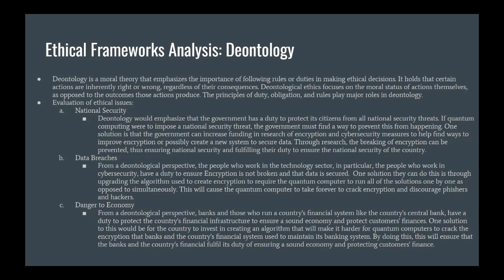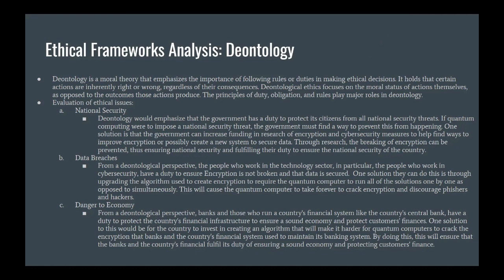For data breaches, from a deontological perspective, the people who work in the technology sector, in particular the people who work in cybersecurity, have a duty to ensure encryption is not broken and that data is secured. One solution they can implement is upgrading the algorithm used to create encryption to require the quantum computer to run all of the solutions one by one as opposed to simultaneously. This will cause the quantum computer to take forever to crack encryption and discourage phishers and hackers.